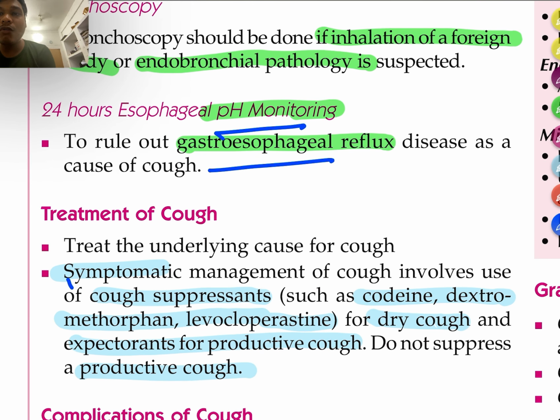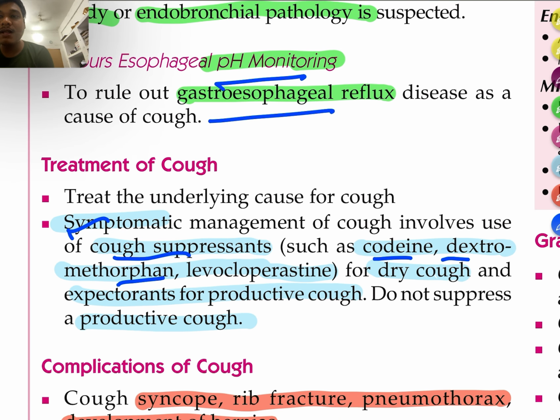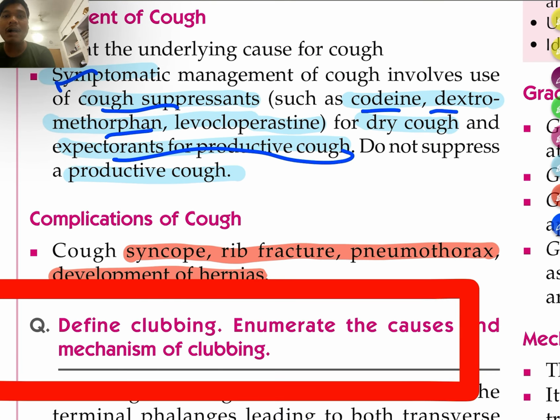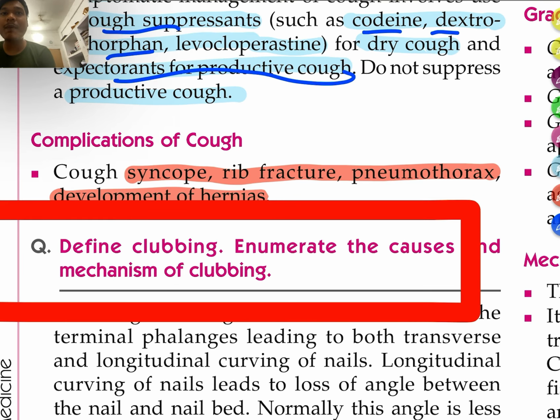For treatment, we will go for symptomatic cough suppressants like codeine or dextromethorphan, whereas expectorants are used in case of productive cough. The complications are hernia, pneumothorax, as well as rib fracture. Due to excess pressure, ribs may also get fractured. These are all about coughing.